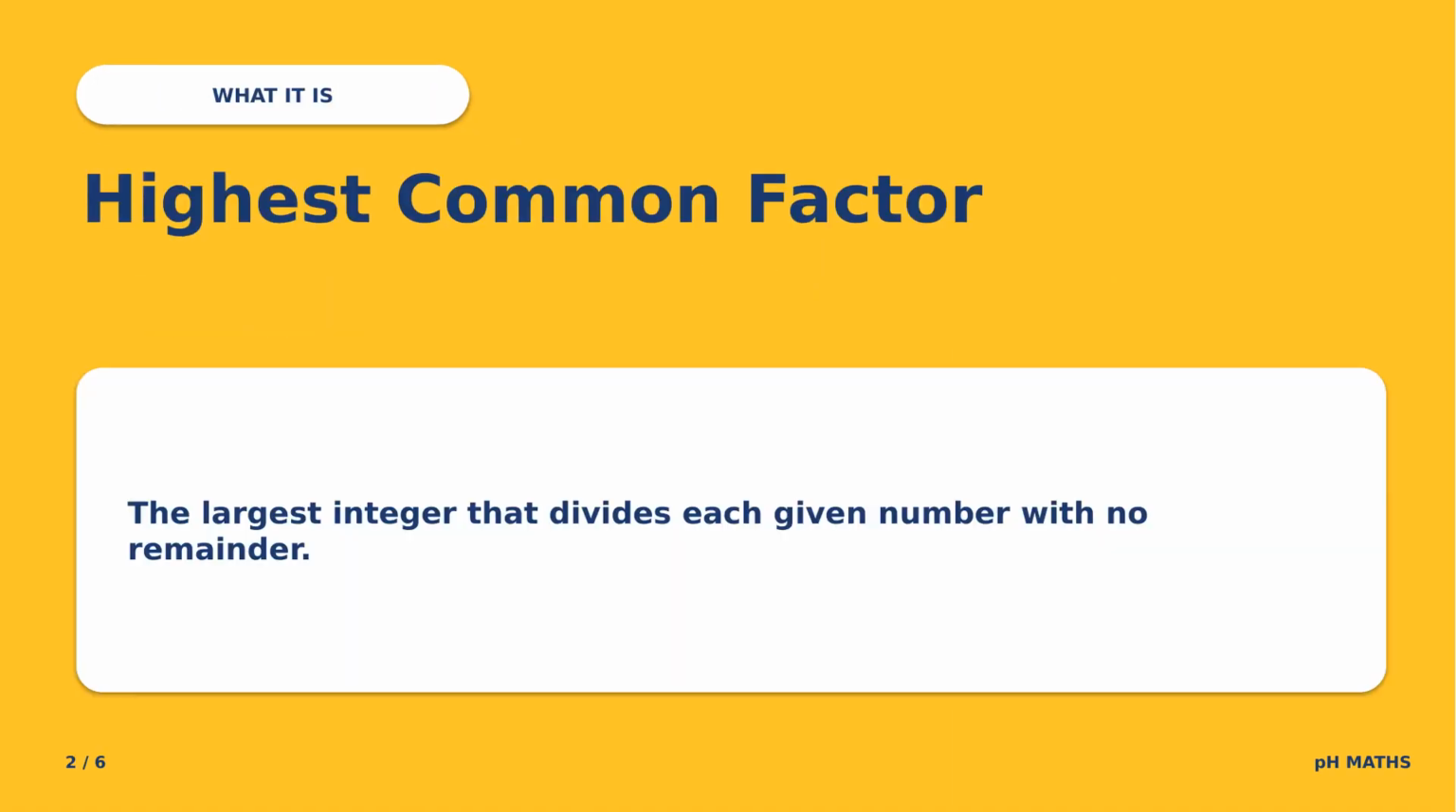Definition. The highest common factor of two numbers is the largest integer that divides both of them with no remainder. So the highest common factor of 12 and 18 is 6, because 6 divides both, and nothing bigger does. Sometimes called the GCD, or greatest common divisor. Same thing, different name.